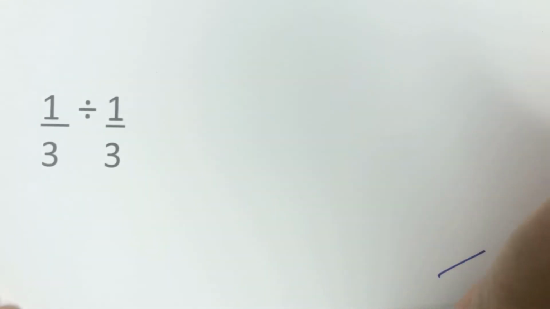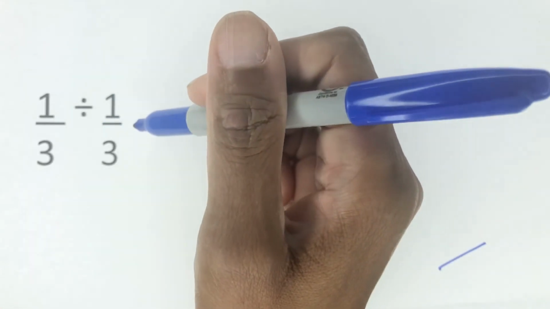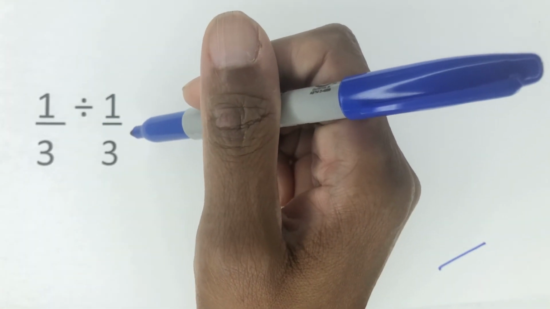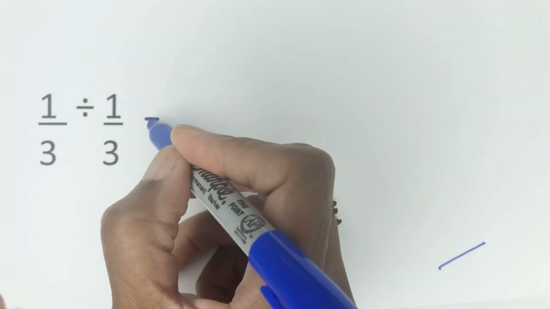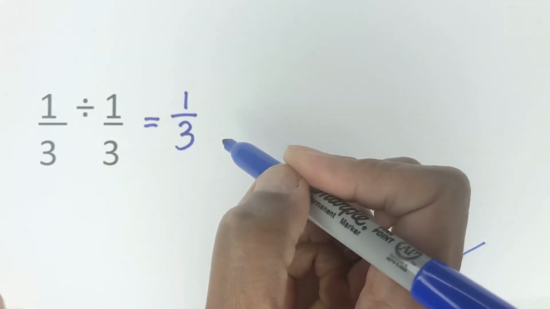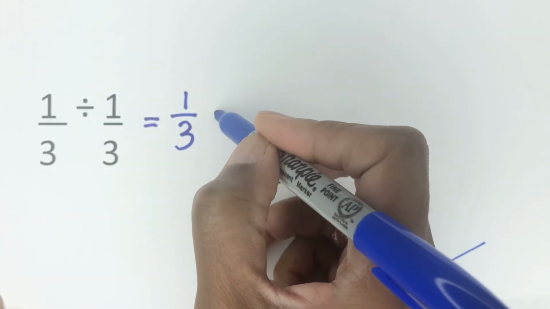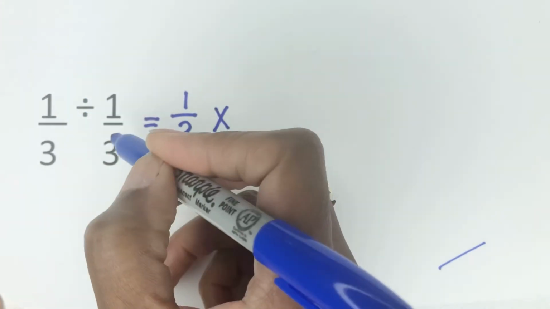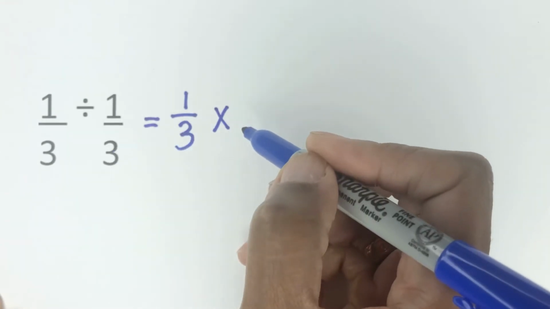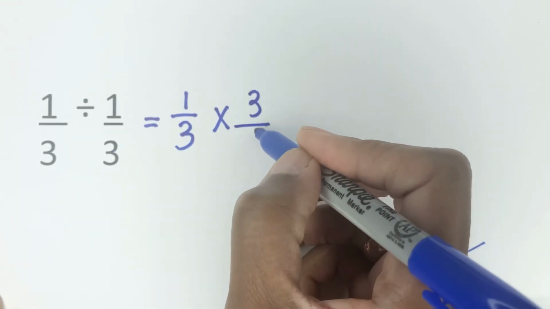So here we have 1/3, and that's divided by the same thing, 1/3. But we're going to use the keep, change, flip method. So the 1/3, the first fraction, is going to remain 1/3. We change the division to a multiplication, and then you flip the last fraction. So instead of 1 over 3, it will become 3 over 1.